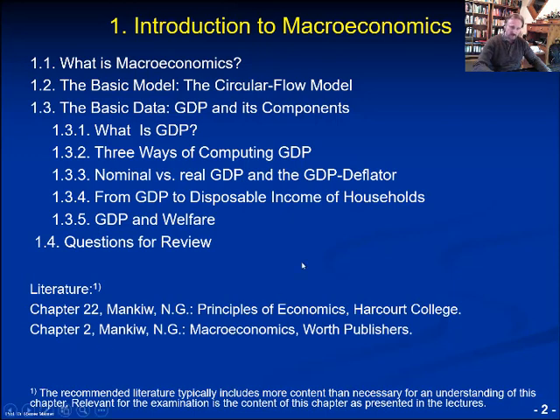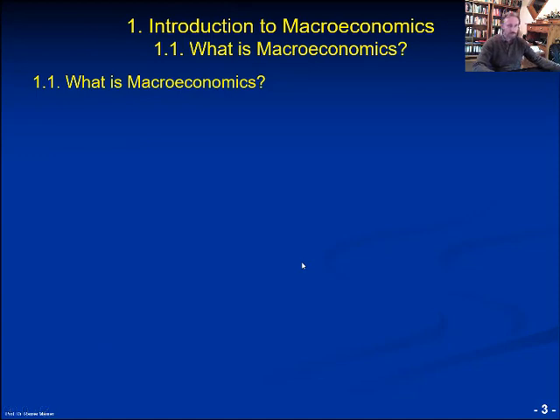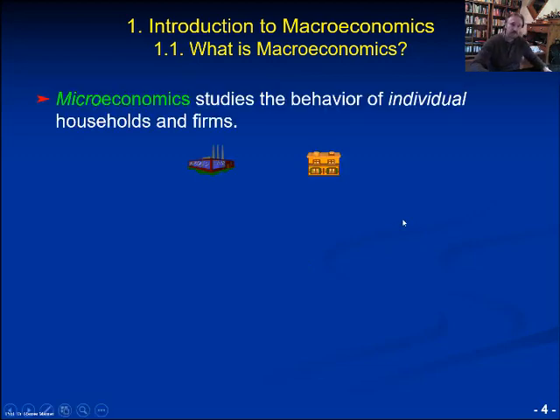Okay, so let's start with the first section. What is macroeconomics? Well, very basic question. Let's start with microeconomics. Microeconomics typically studies the behavior of individual households and firms cooperating over markets. So single firms, single households, and single markets are the main subjects of microeconomics.